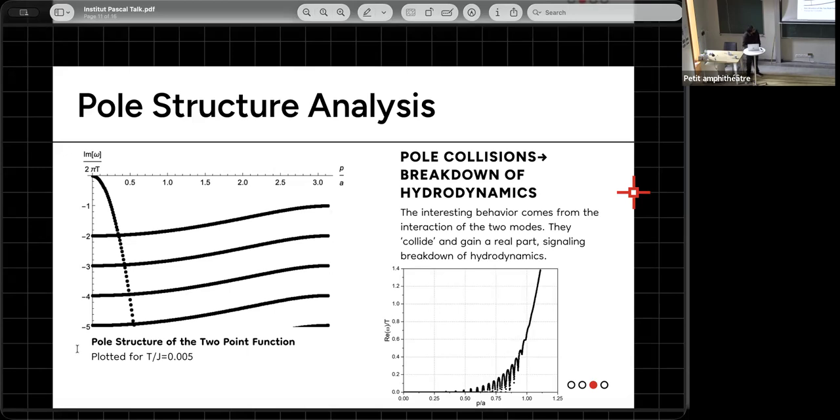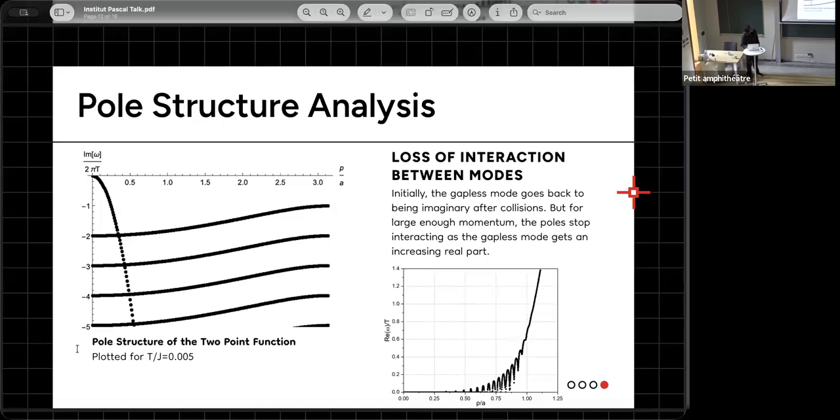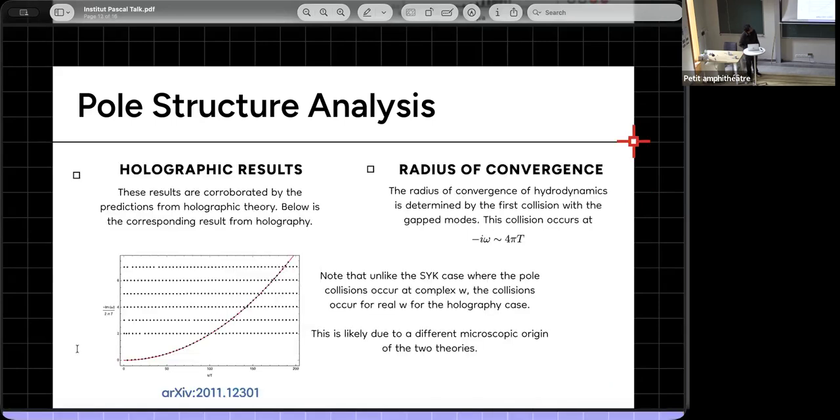Thank you. So yes, there is this breaking of hydrodynamics that occurs at these collisions. Another small observation is that initially these real parts go back to zero after the collision, but after enough collisions it always has a real part, and this mode, which was initially diffusive but is now called gapless, stops interacting with these modes that come from the reparametrization variance, or from the Schwarzian action. So these are the main things.